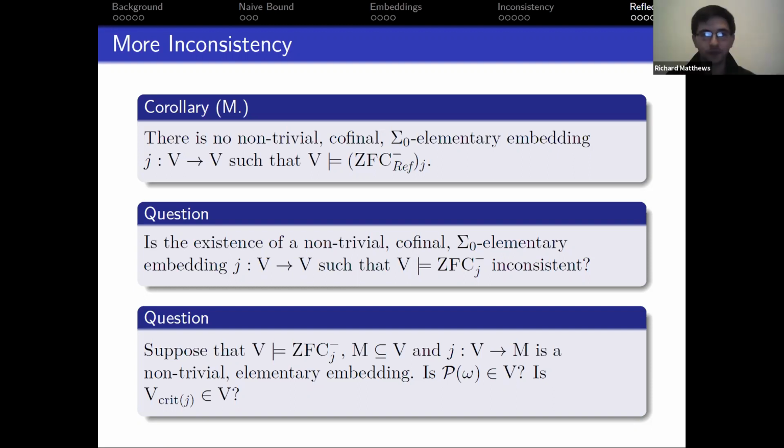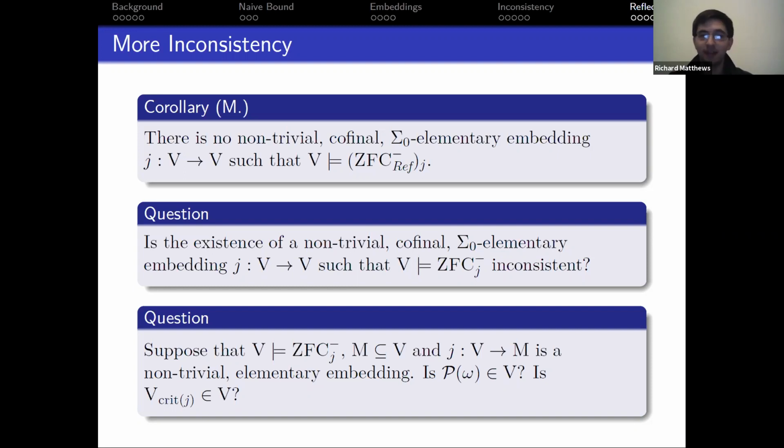And the first step one would want to do to try and prove this is my second question. So let's suppose that V is a model of ZFC minus power set, M is a subclass of B, and J from B to M is a non-trivial elementary embedding. So I have a critical cardinal. Is the power set of omega a set? Is V of the critical point a set? These do not seem to have obvious answers.